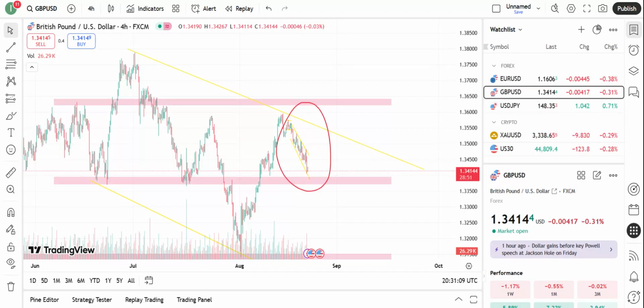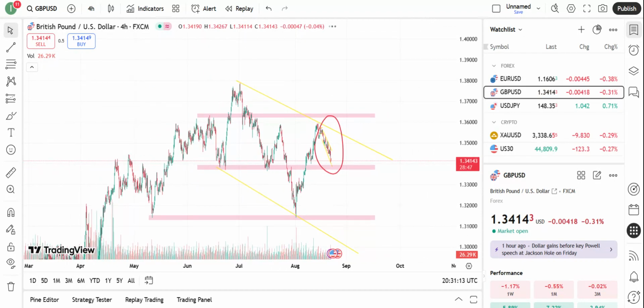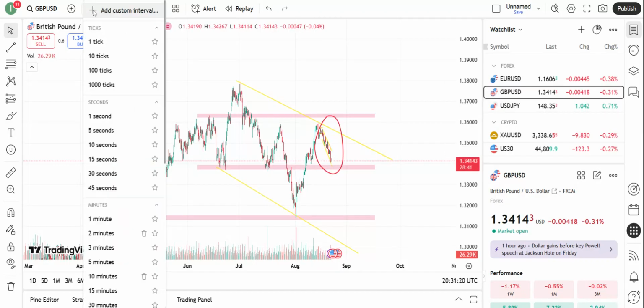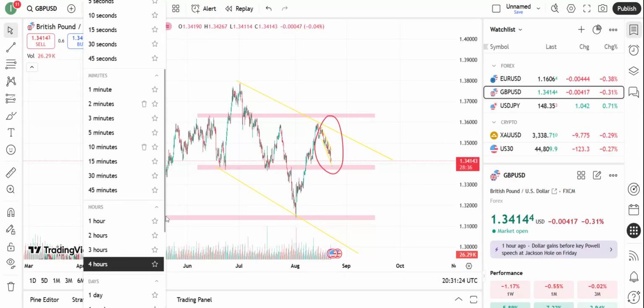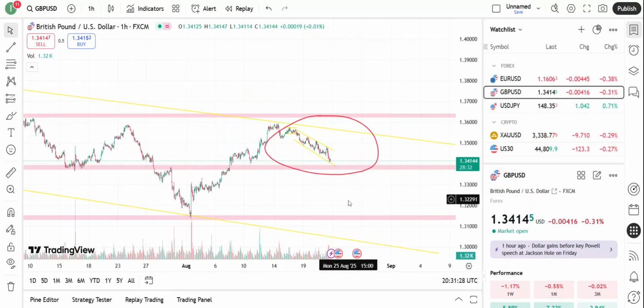But what I am saying in essence is that tomorrow you're going to face another challenge. So make sure that you watch out for this trend line in 4 hours, and if you go to 1 hour you will see the trend line again. It's still the same thing.